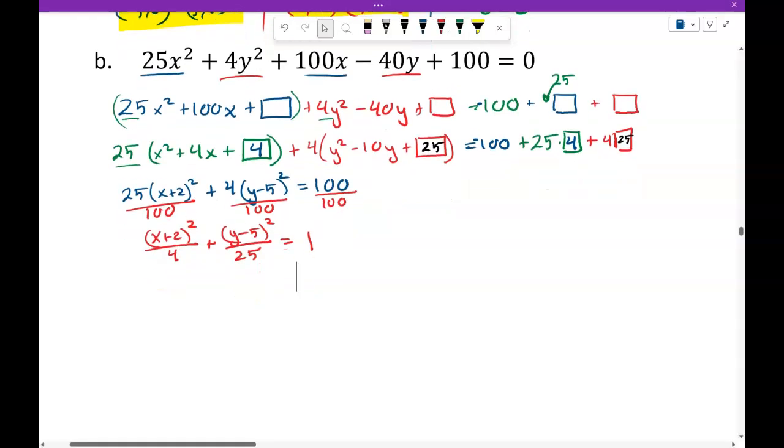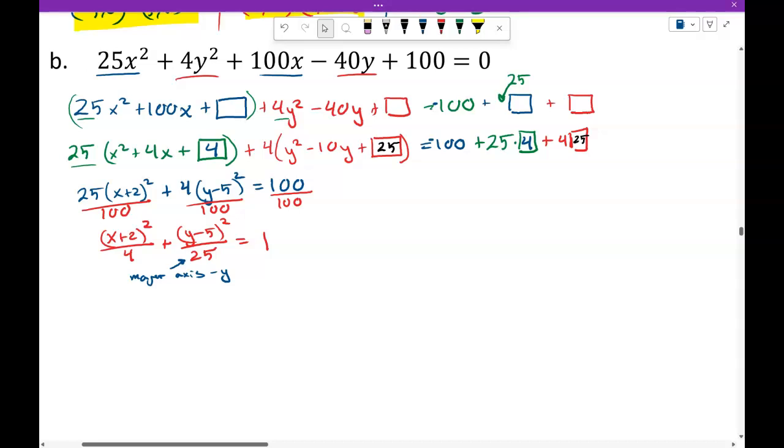So we want to go ahead and figure out the direction of the major axis. So we look at the denominators. Since 25 is the largest denominator, that's going to be our major axis. Our major axis is going to be in the y direction. So if we draw a little sketch of our ellipse, it's going to run vertically with our center and our major axis running up and down.